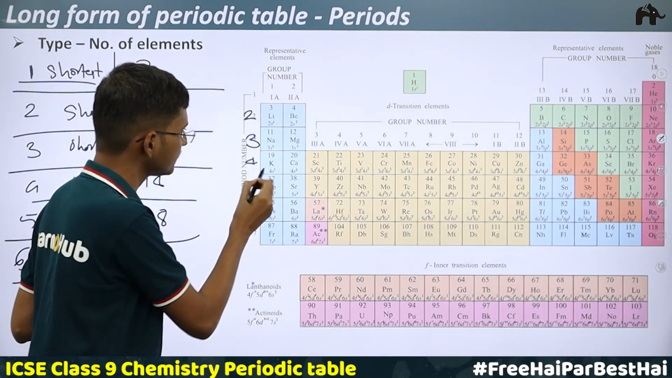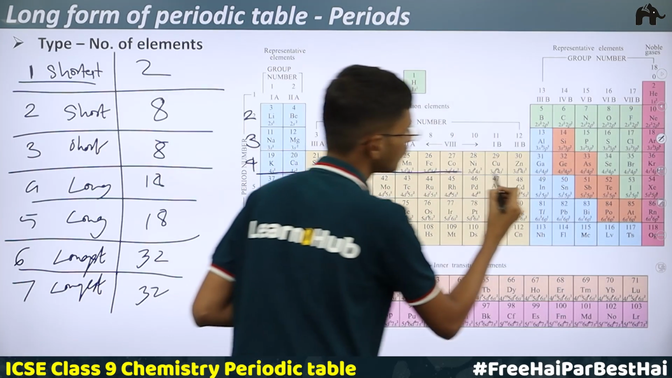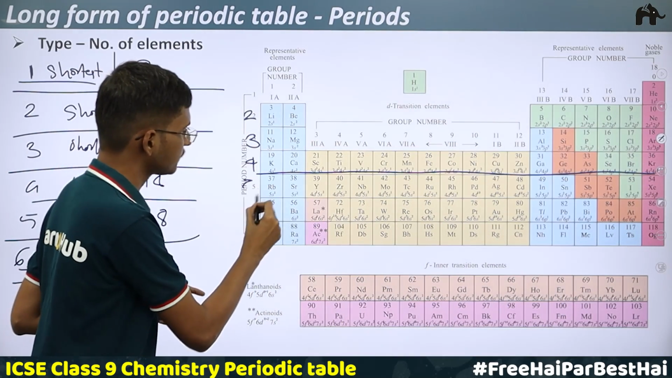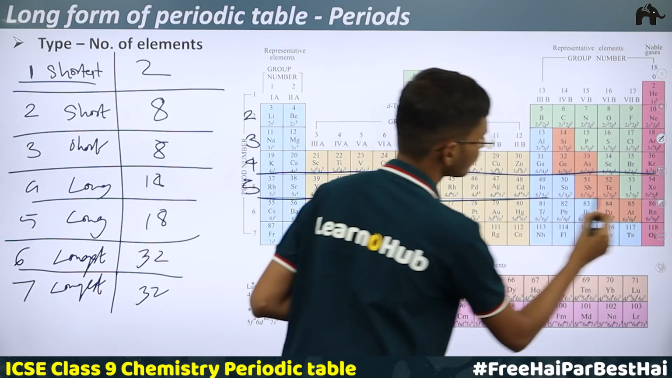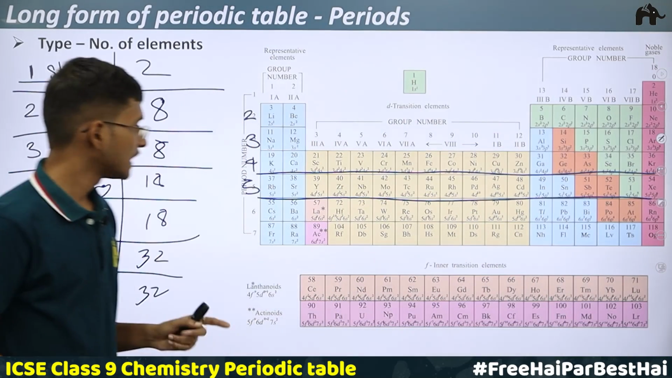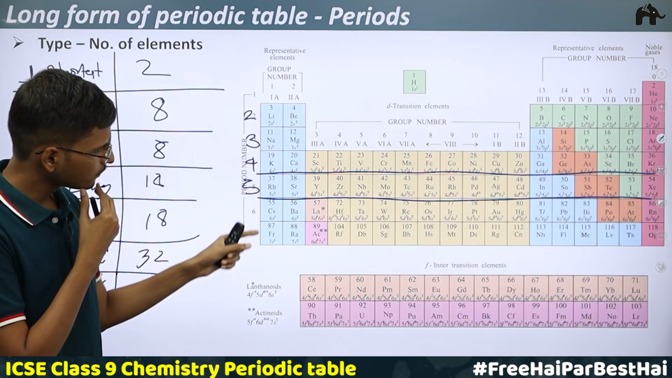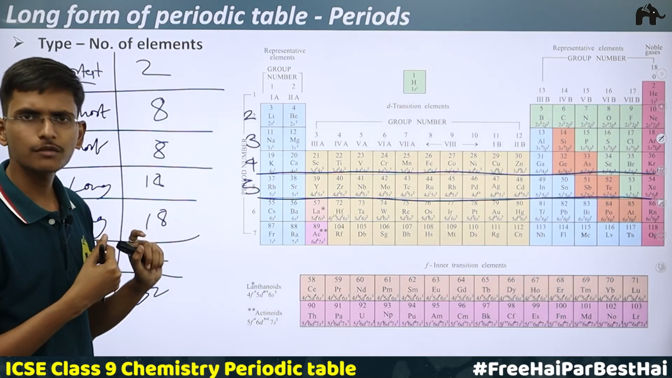See, this fourth period is having 18 elements. You can count it from potassium to krypton. And then again the fifth period is having 18 elements. From rubidium to xenon you can count. But now you would be surprised to know that we can see the length of the 6th and the 7th period same as that of the 4th and 5th period.